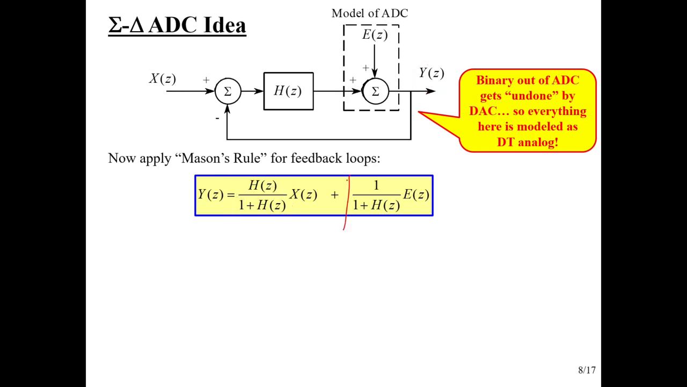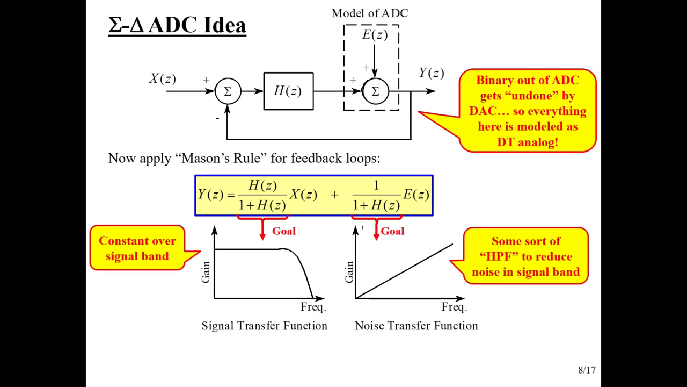Now, this part is the transfer function from here to the output. Now, it still has to account for the fact that it goes through the feedback loop. So what's feed forward and feedback for this signal is different from what's feed forward and feedback for this path. So feed forward here is 1. Feed forward here is H. But they both have the same loop gain, H of z over 1 plus H of z. Okay, so that comes from Mason's rule.